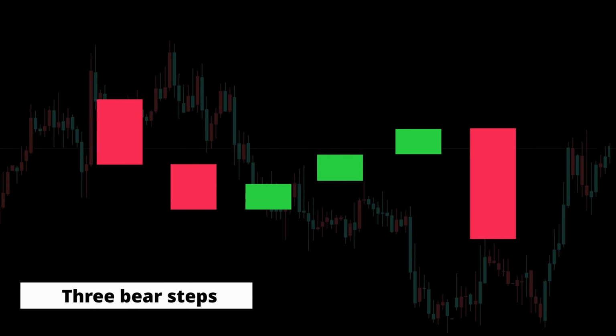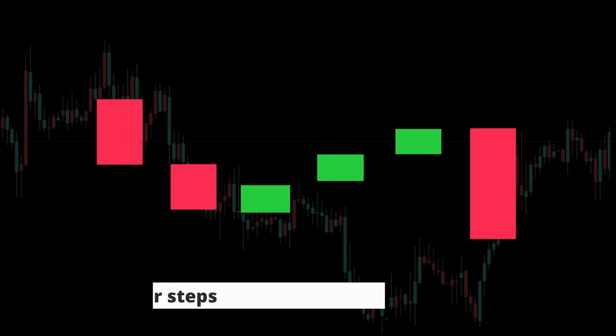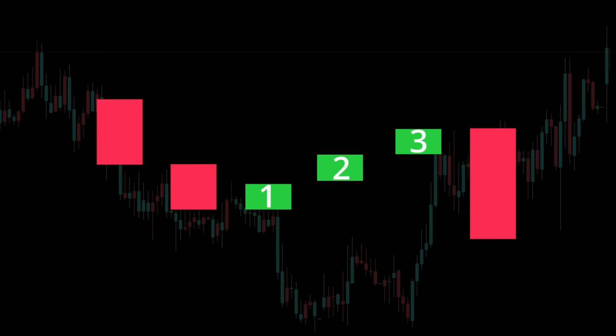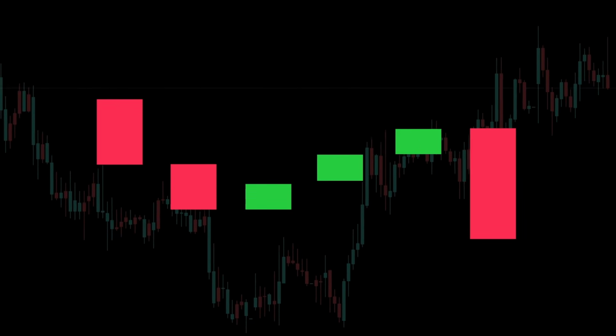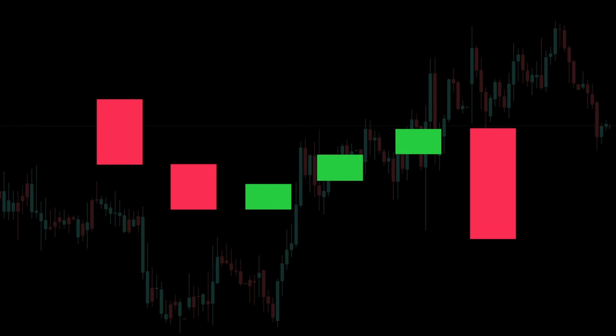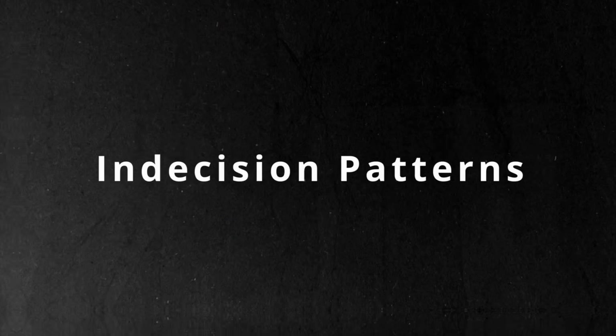3 bearish steps. This pattern is the mirror image, consisting of 3 short green candles, which are overlapped by long red ones on both sides. This indicates a weakening of buyers and a possible continuation of the downward trend.